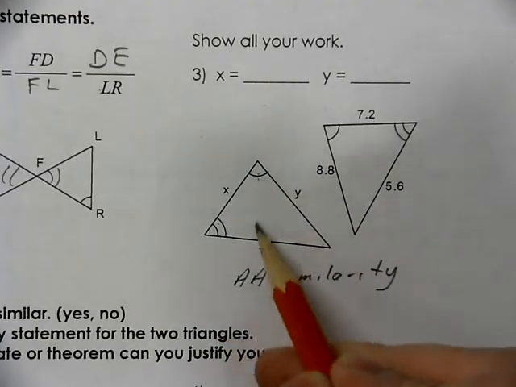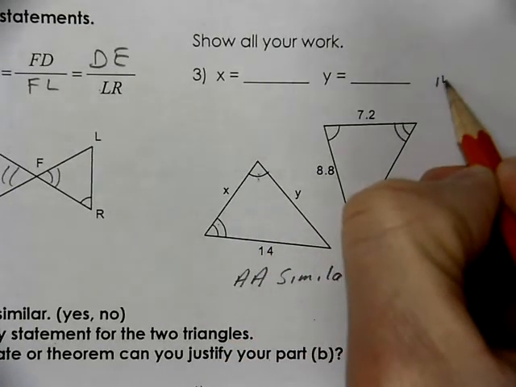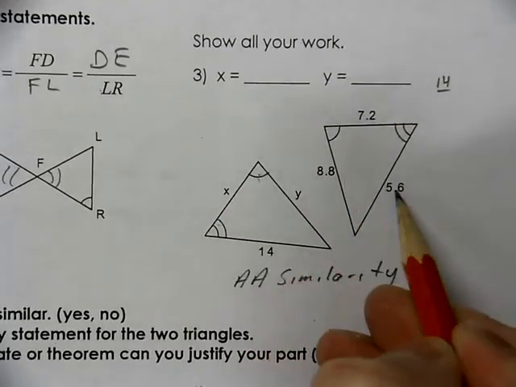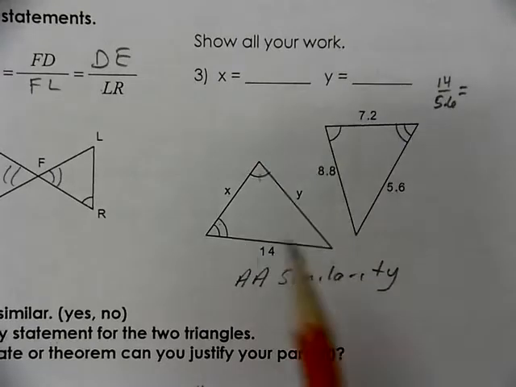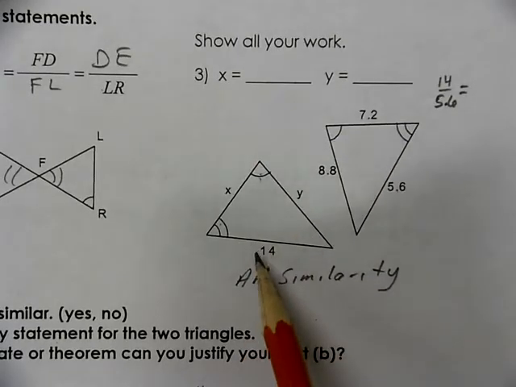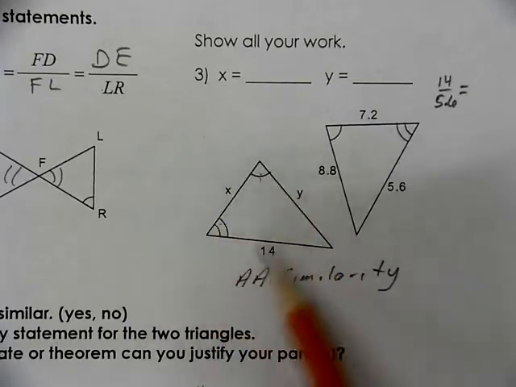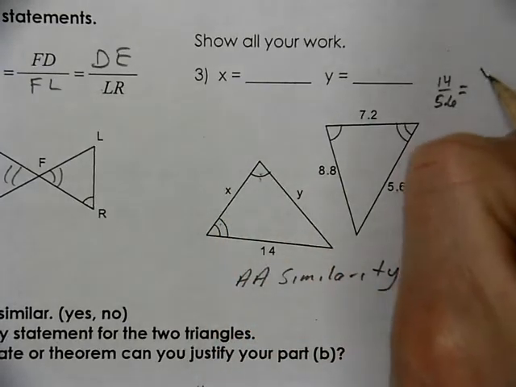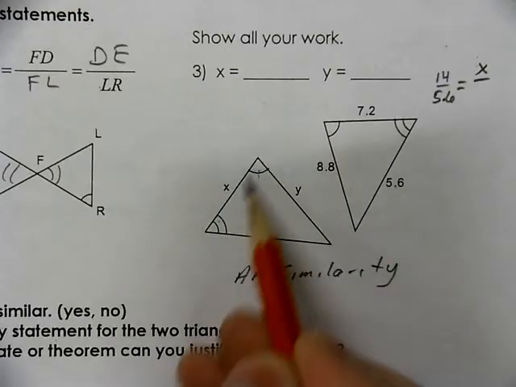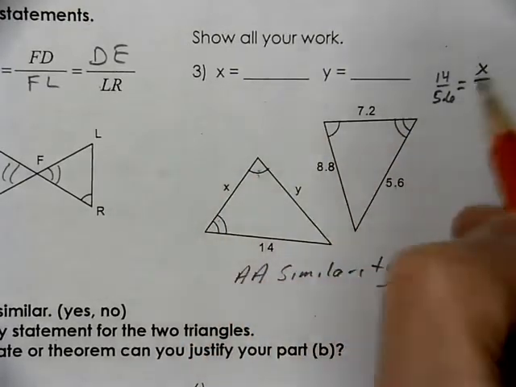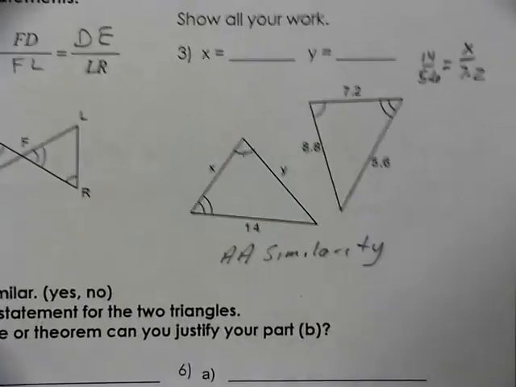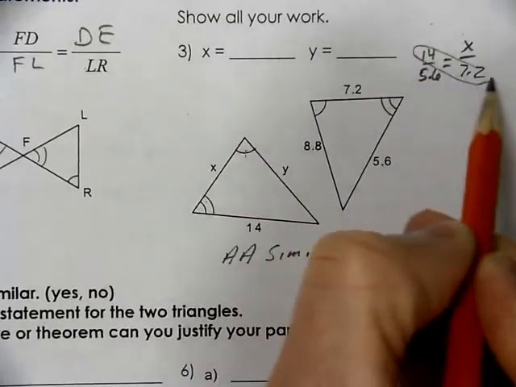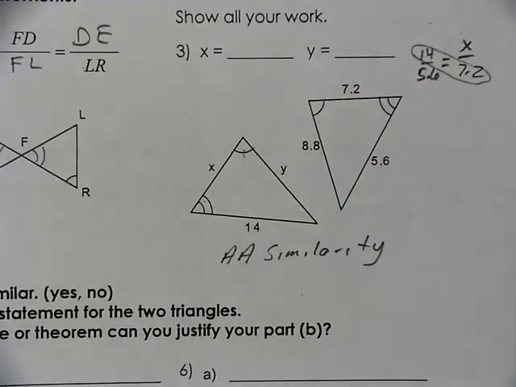So now, across from the one tick mark is the 14. Across from the one tick mark is the 5.6. Now, since we started with the 14 on top, I have to start with another value from this left triangle. So let's start with X. X is in between the 1 and 2 tick mark, so that means it's going to be 7.2. A couple different ways we could try to solve this, but the obvious way is going to be to cross multiply.